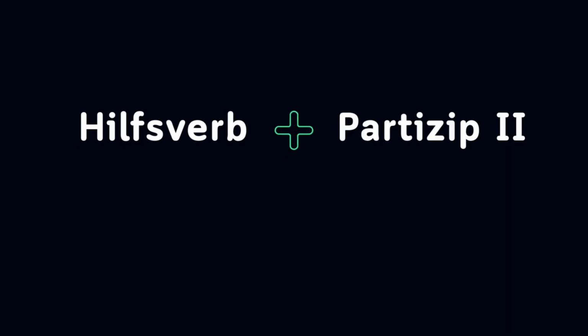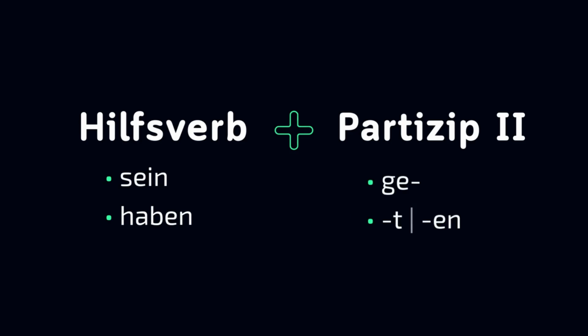In this video you will learn the simple perfect formula: helping verb plus Partizip II. You will learn when to use haben versus sein and how to build the Partizip II step by step. So after this, you won't need to guess, you know the rules for perfect. And at the end, you will also get a one-screen summary you can easily screenshot.